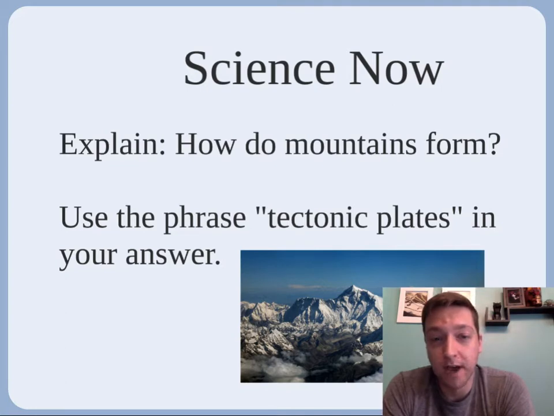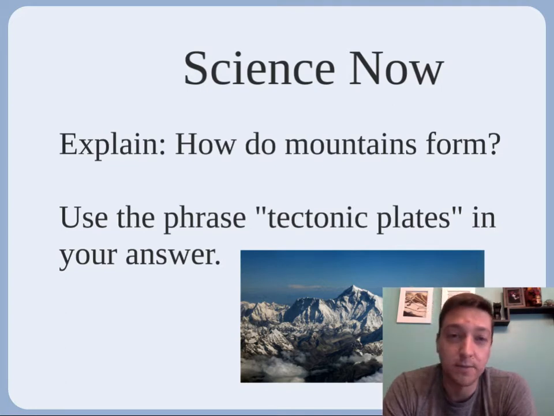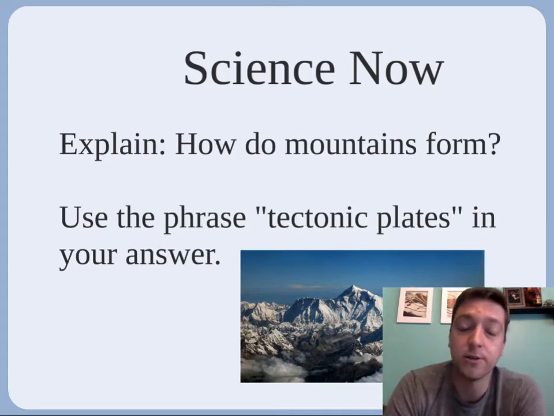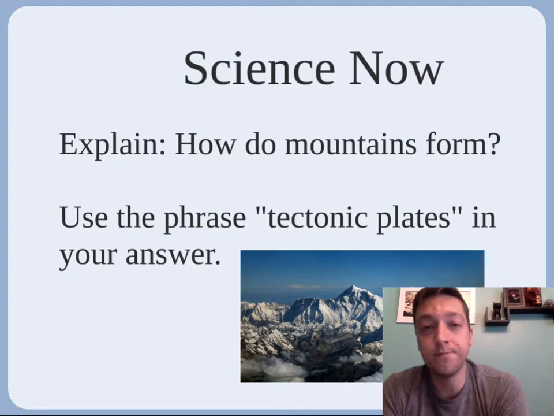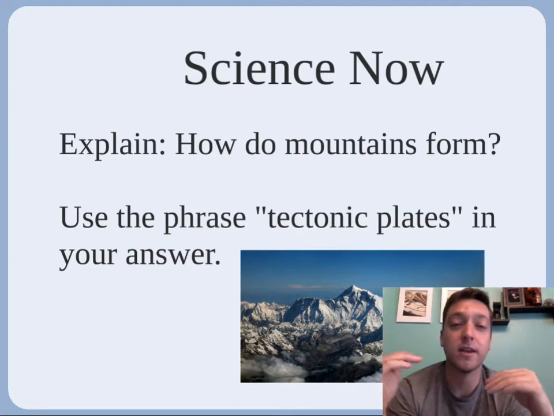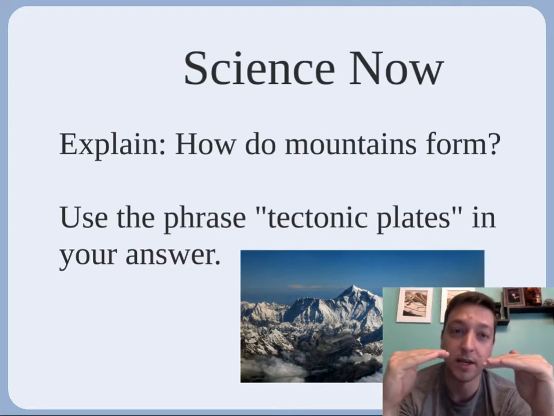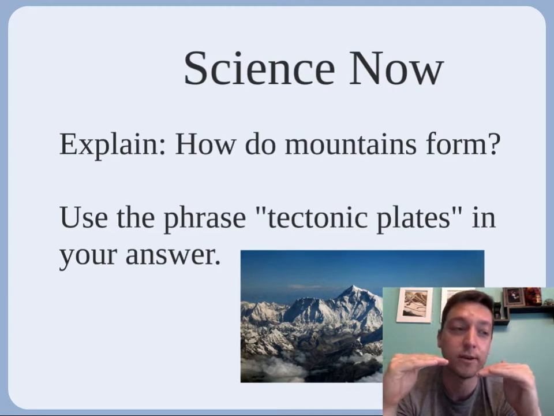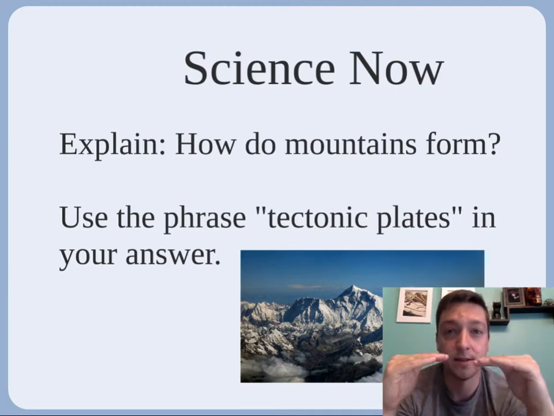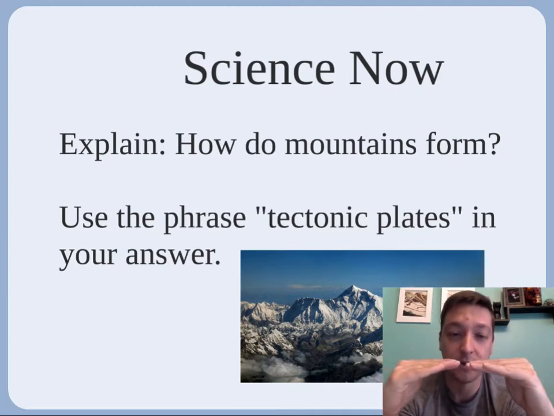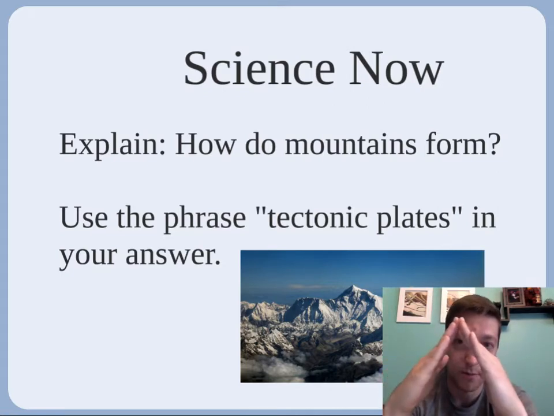Well, one fun fact is that the tallest mountain on Earth, Mount Everest, is actually growing very, very slowly. It's getting a little bit taller every year. And the reason for that is there are two tectonic plates. Remember, they're floating on the liquid mantle. They're coming together, and when they hit each other, in this case, they both go up.